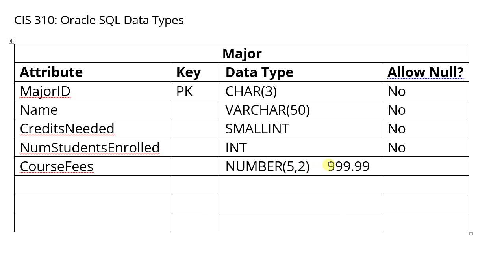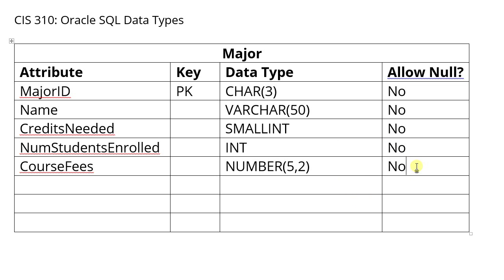And so 5 refers to 1, 2, 3, we don't include the decimal, 4, and 5 characters total. 5 characters total in here. The 2 corresponds to the number of characters after the decimal place. So a number 5, 2, the largest value we could store in there would be $999.99.